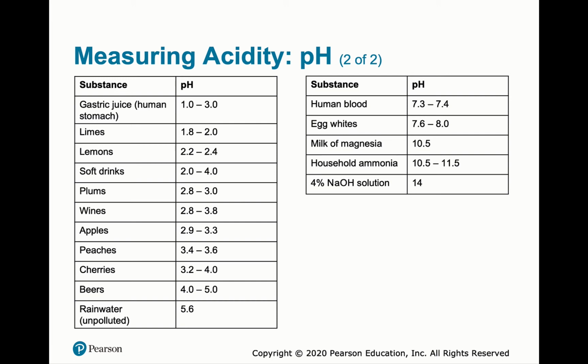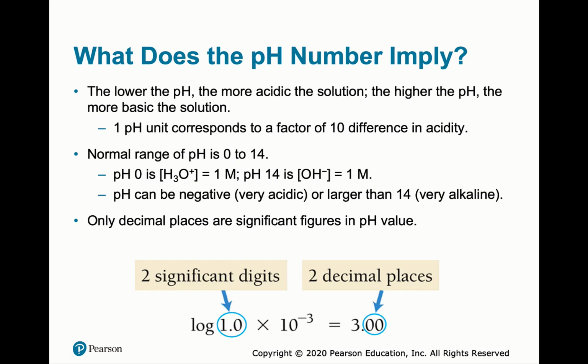And you can see various things. The human body is actually slightly alkaline, but we're pretty close to 7, close to neutral, just very slightly alkaline. So the pH number implies, first of all, that one pH unit means a factor of 10 in magnitude. And we usually go from 0 to 14. So log of 1 is 0, for instance. You can have negative pH, and you can have pH greater than 14 as well.